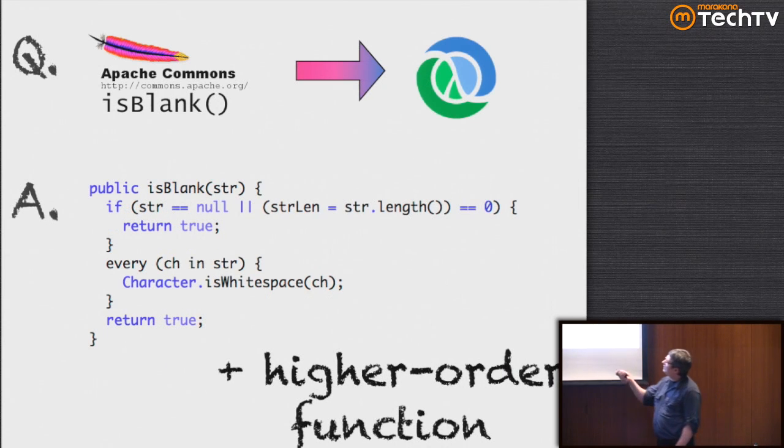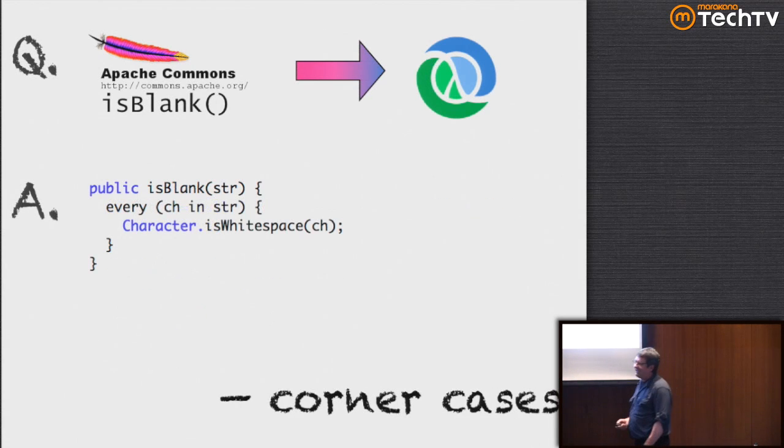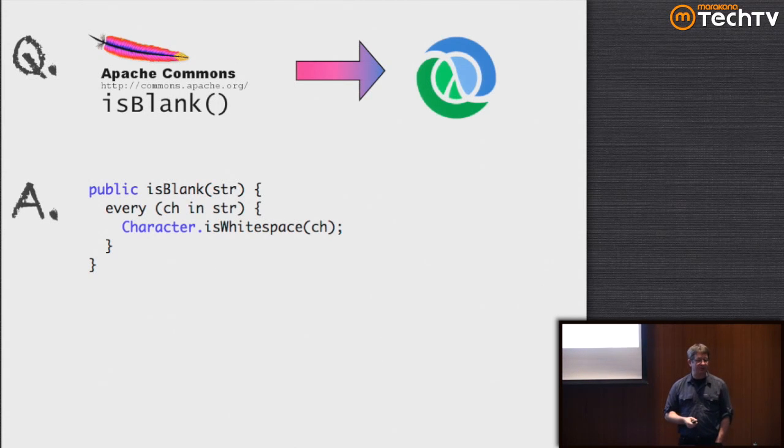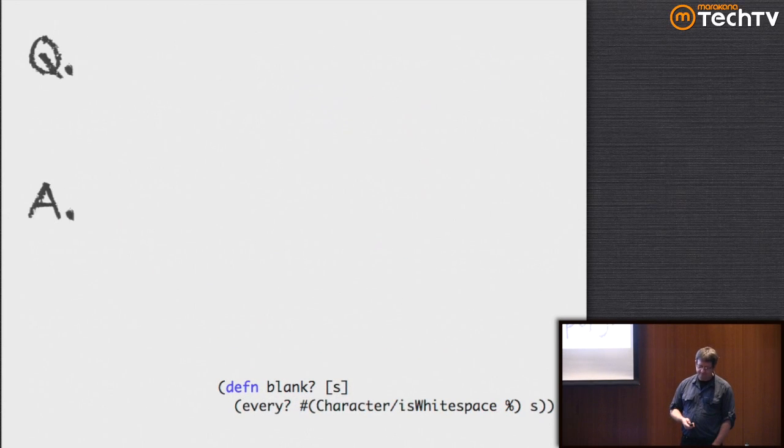So this thing right here, this for loop, basically I'm going to replace it with an every function that says for every character in string, then tell me if it's white space or not. So that's a higher order function. Now I'm going to come in and get rid of the corner cases. It turns out that my every handles null and 0 length strings correctly, so I don't need that special guard condition to handle that case. So I can get rid of that corner case, which leaves me there, and now I can Lispify it.